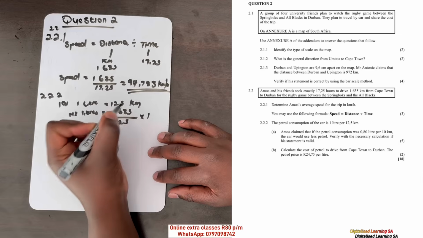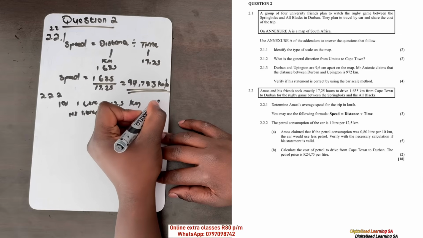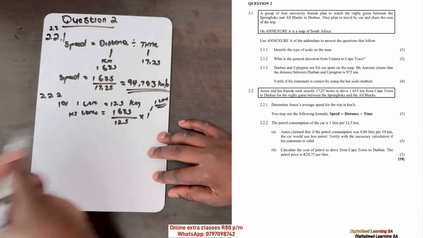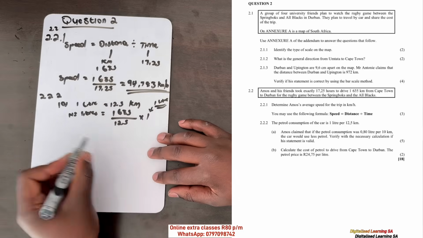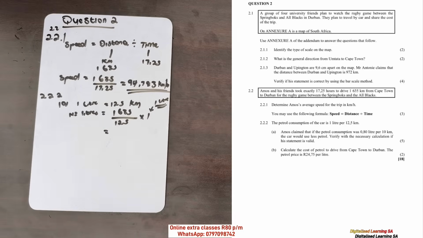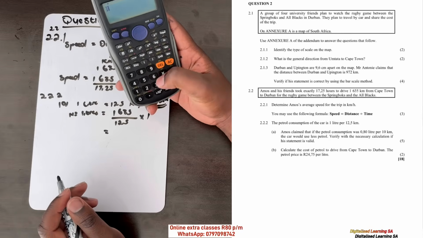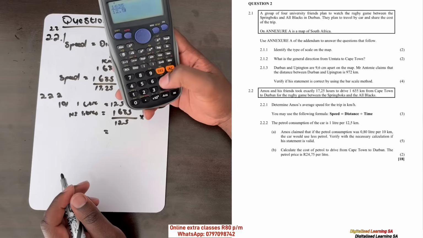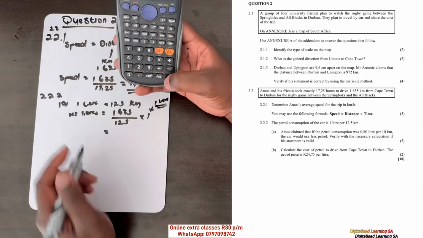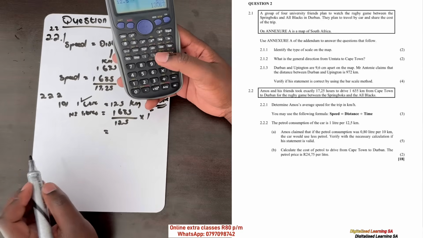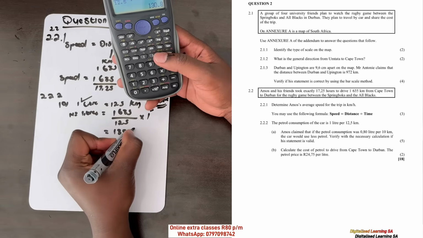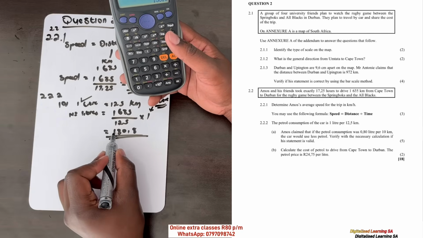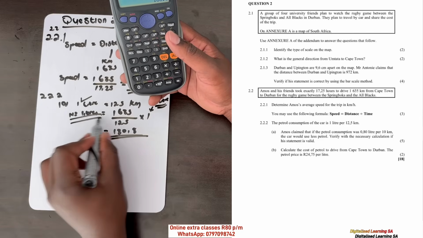multiplied by 1. So this is the 1 liter. To get the number of liters, we will say 1635 divided by 12.5 multiplied by 1, which is our 1 liter. The answer will be 130.8. So to travel 1635, we need 130.8 liters of petrol.